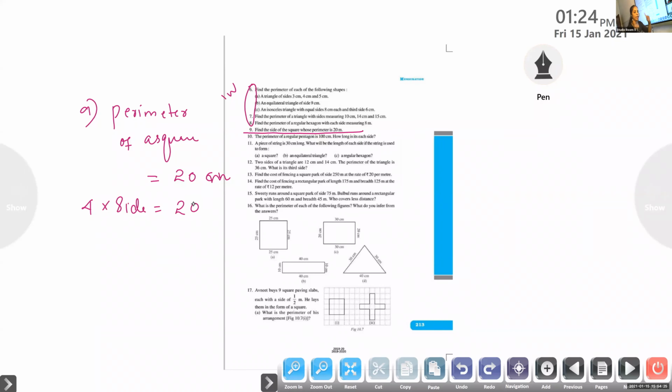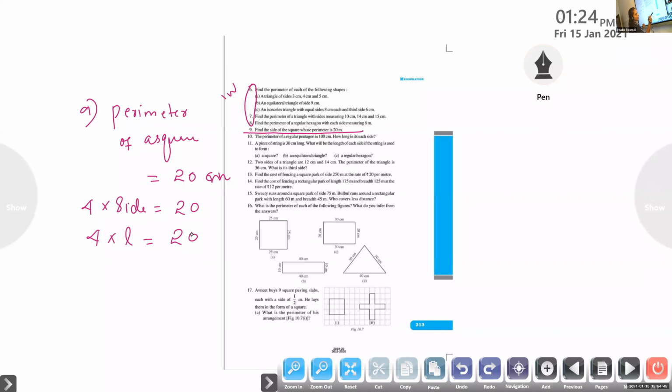Are you remembering the algebra? Yes, ma'am. So, 4 into L equal to 20. So, you have to think like this. Which number, when you multiply with 4, you will get 20? Ma'am, 4 into 5. Yes, correct.